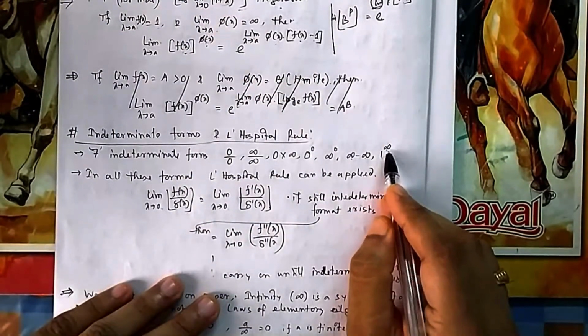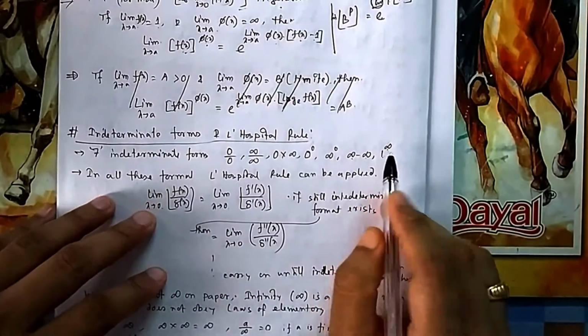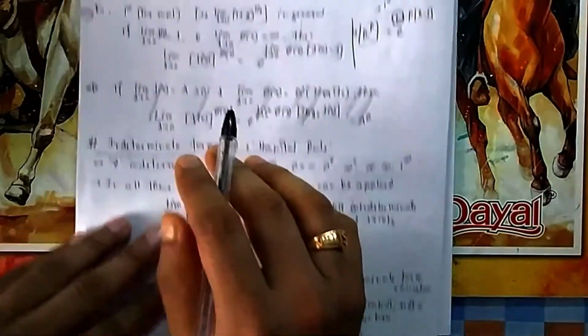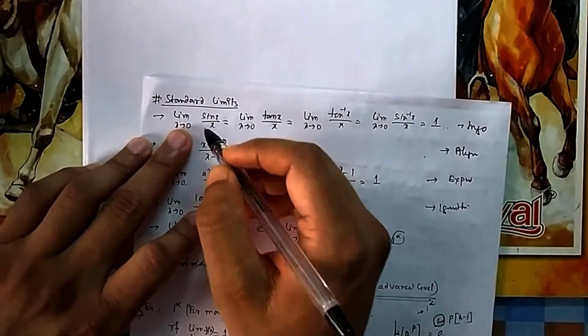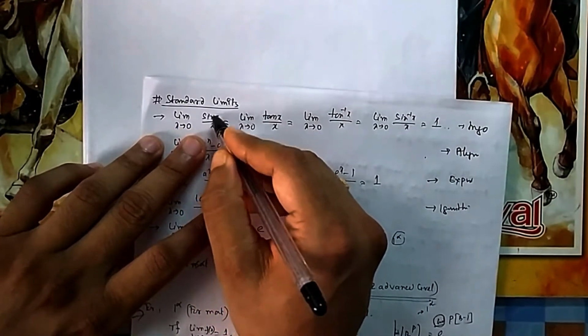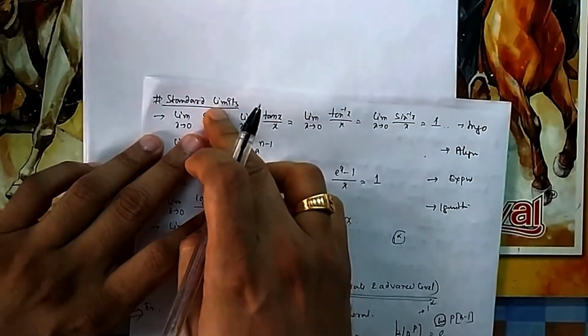And 1 to the power infinity, again, is not a normal number. 1 to the power any number is 1, but infinity is not a number. So if you put limits, suppose this one, sin x by x, if you put x = 0, see what the format is: 0 by 0. Sin 0 is 0, and x is 0, so it is 0 by 0 format. Suppose you don't know the formula, it will go to an indeterminate format.